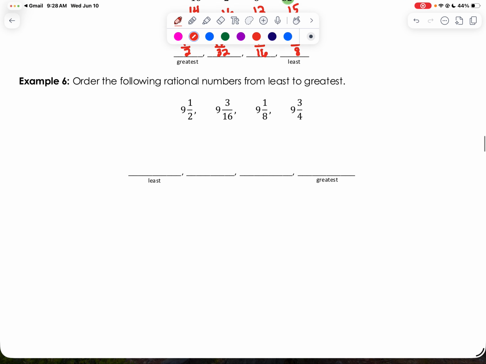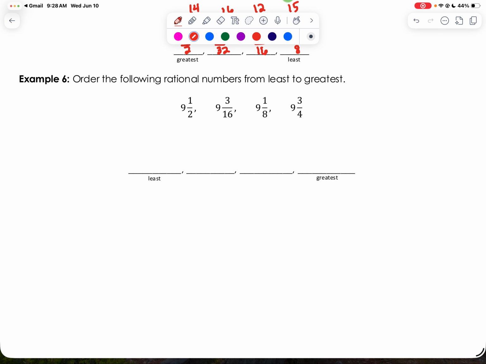All right, example 6. Order the following rational numbers from least to greatest. Now, this time, you're going to get a common denominator for all of these fractions, and I'd like you to pause your video and try this problem on your own. When you're done trying it on your own, press play, come back and check your answer.